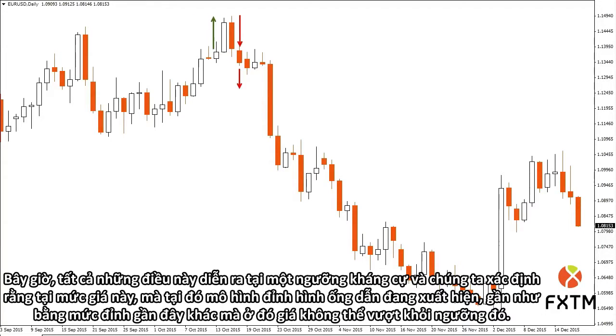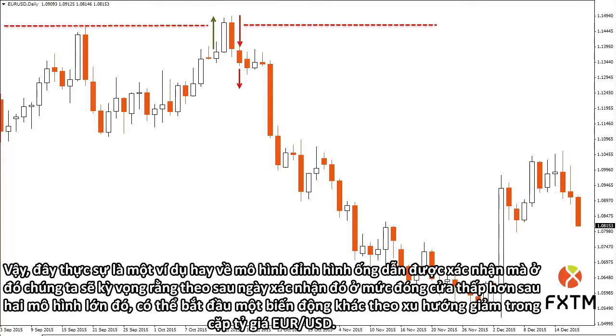Now this was all happening at a resistance level. And we would define that by this price where the pipe top was appearing being roughly equal to another recent high where the price wasn't able to go beyond that level. So this is a really good example of a confirmed pipe top where we would expect that following that confirming day, that lower close after those two big candles was likely to initiate another move to the downside in the euro to the US dollar pair.